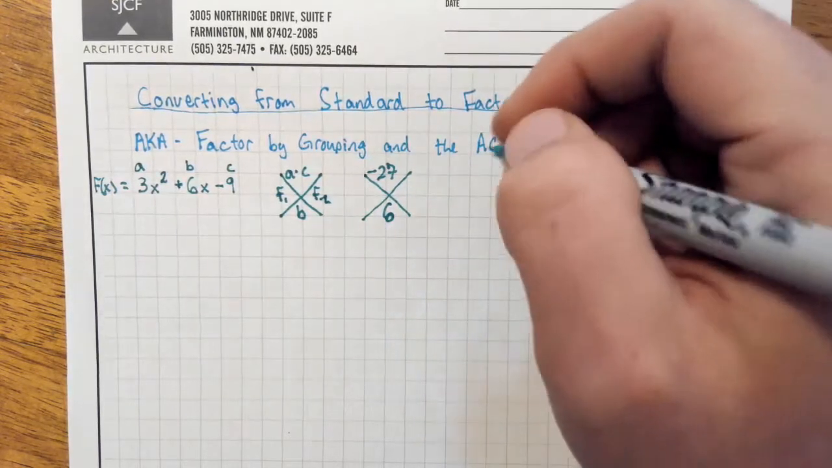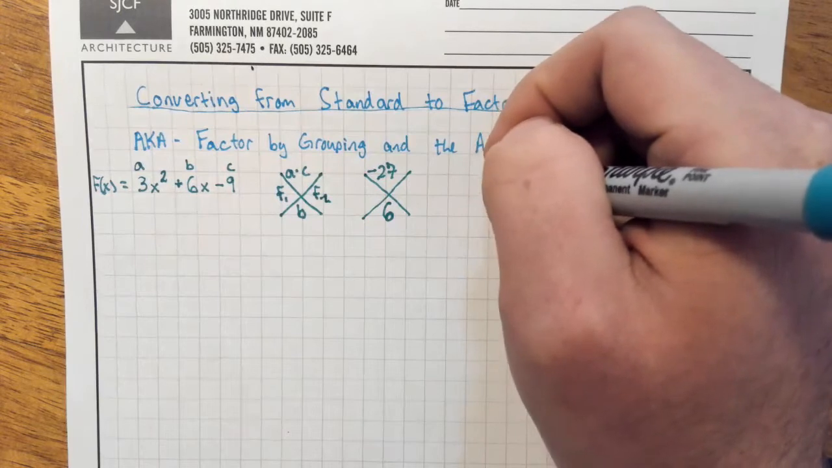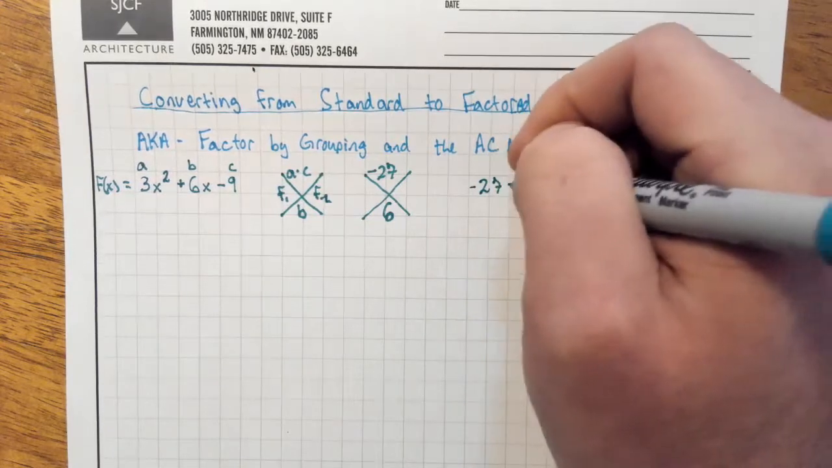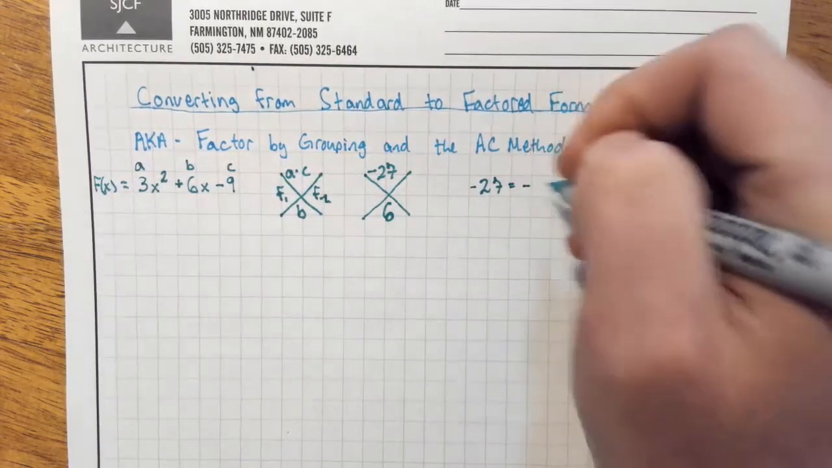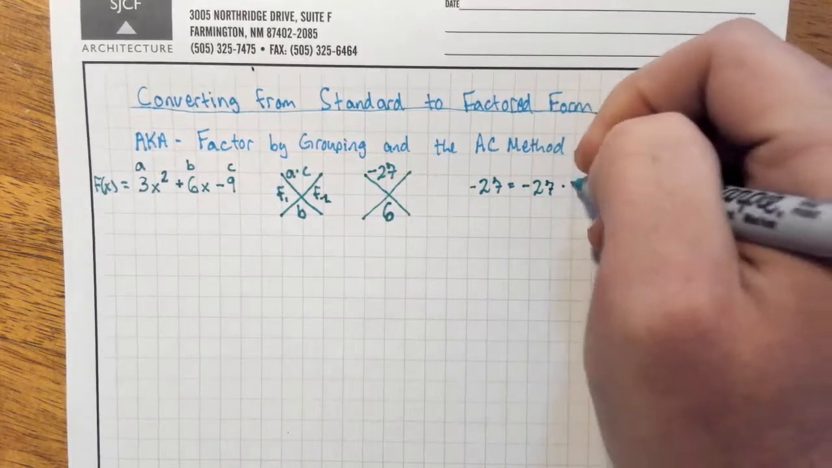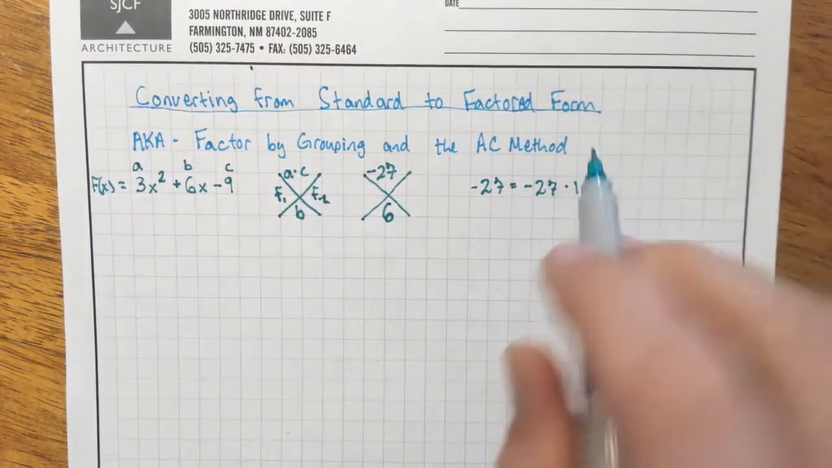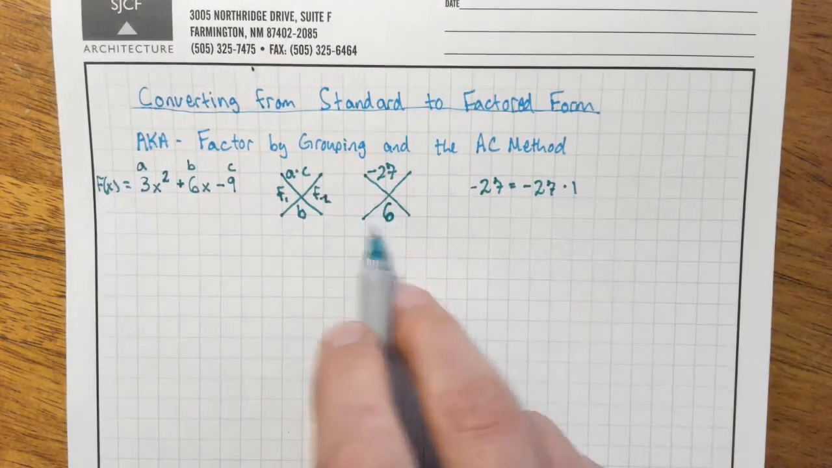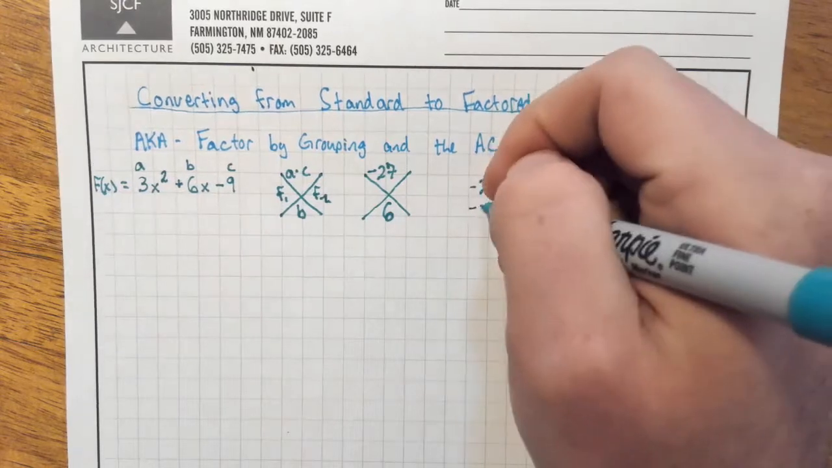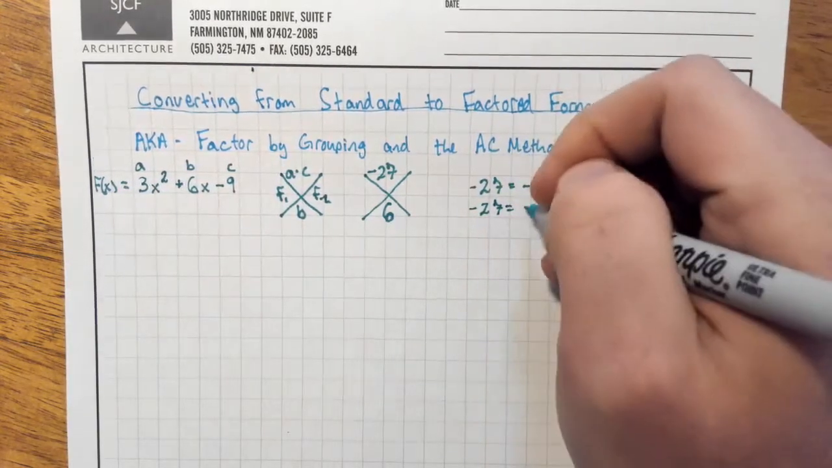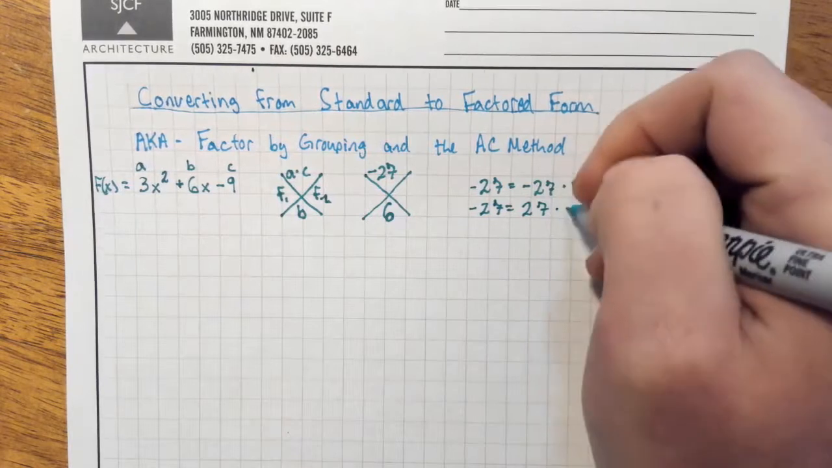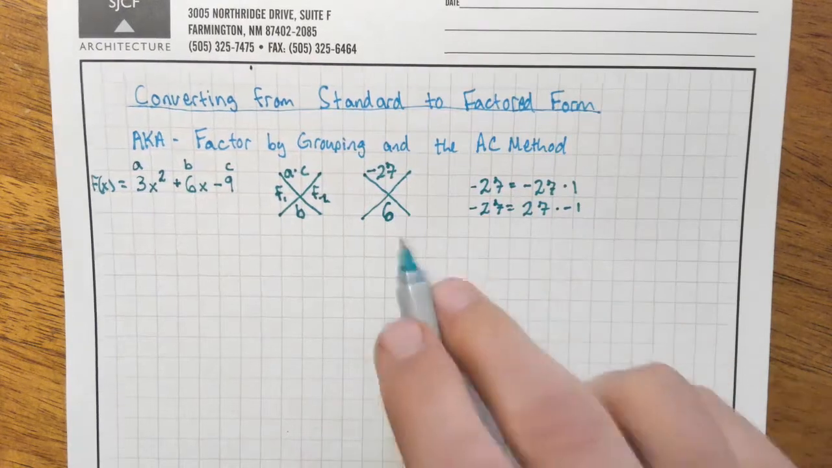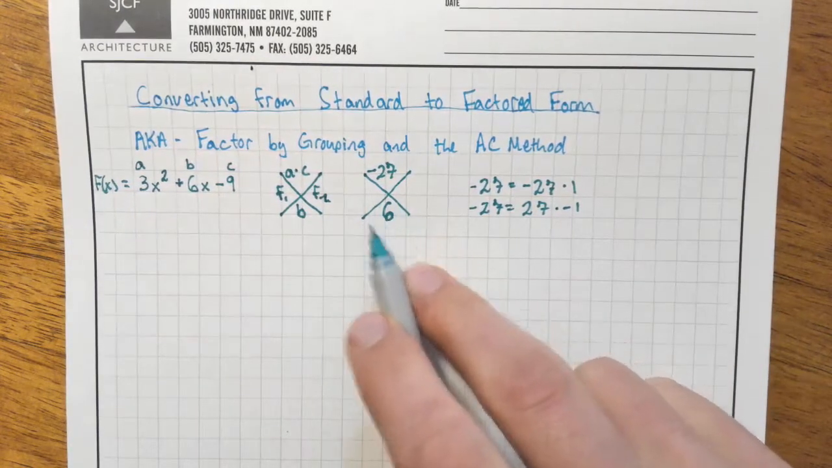It really is kind of a trial and error. Let's think about what we can multiply to give us negative 27. I could do negative 27 times 1. The issue there is, if I do negative 27 plus 1, I don't get positive 6. Another way would be positive 27 times negative 1. Again, if I do 27 minus 1, I get 26, not 6, which is what I'm looking for.